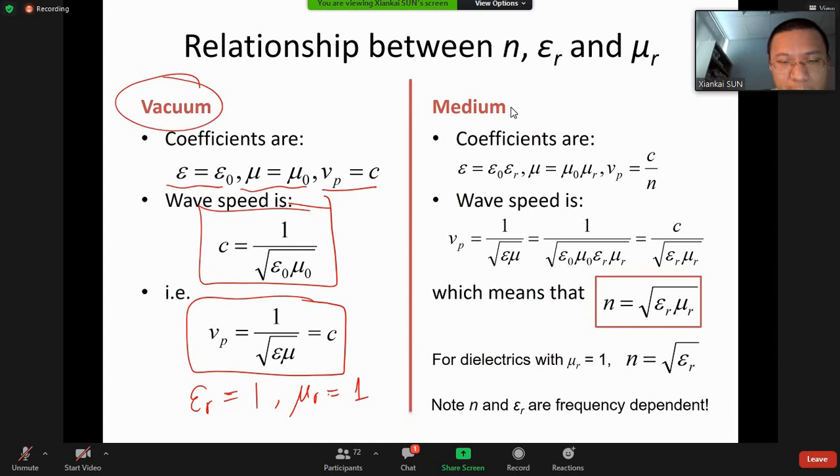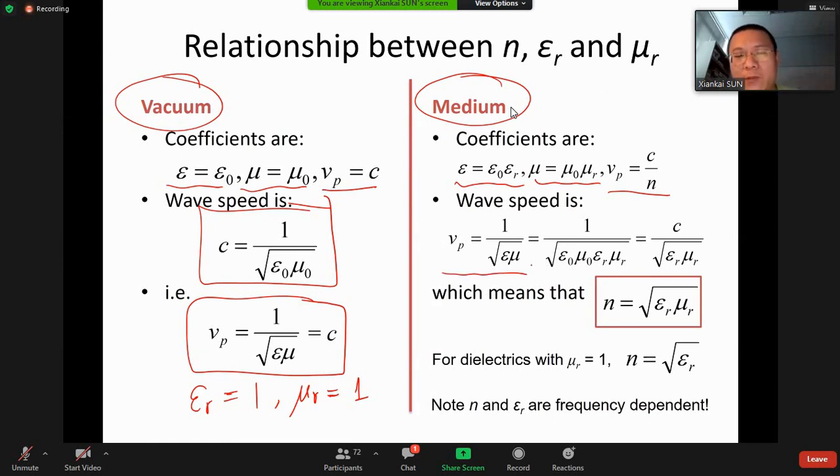In other words, mu r equals 1, epsilon r equals 1. However, in a medium, the coefficients are epsilon equal to epsilon naught epsilon r, mu equal to mu naught mu r, and Vp equal to c over n. So in this case, the wave speed becomes Vp equal to 1 over square root epsilon mu, and then you express epsilon as epsilon naught epsilon r and mu equal to mu naught mu r.